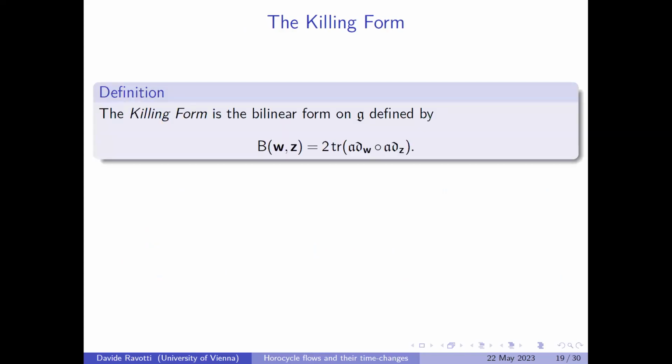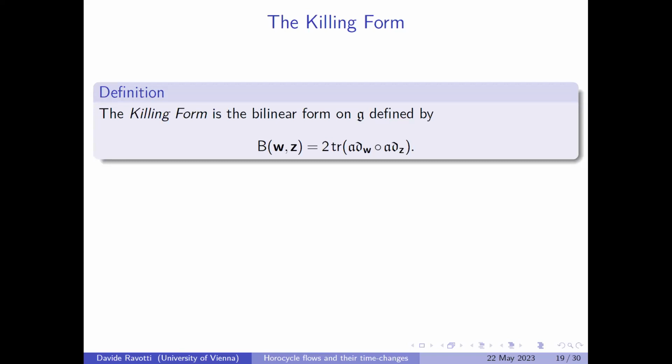So the Killing form is a bilinear form on the Lie algebra, my G, and it is defined as follows. In the bilinear form, I take two elements in here, and I compute the matrices associated to the adjoint of those elements. I take the product of these matrices, or if you think of them as linear maps, you take the composition of these two linear maps, and then you take the trace of whatever you obtain. And I put the 2 just because it makes what comes after nicer, but the 2 here is not important.